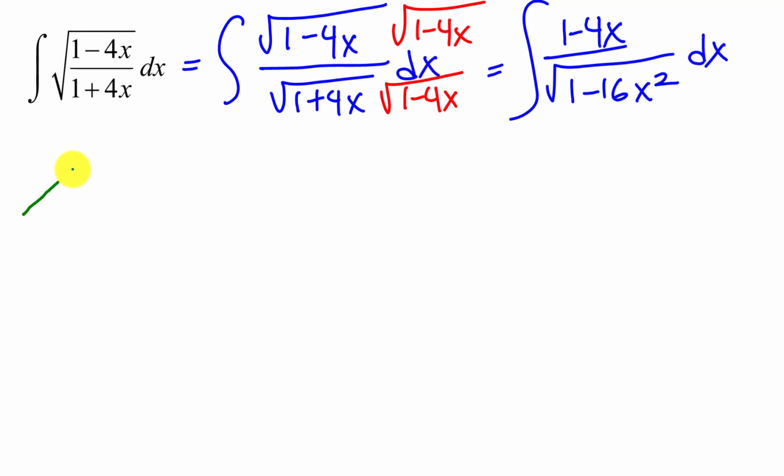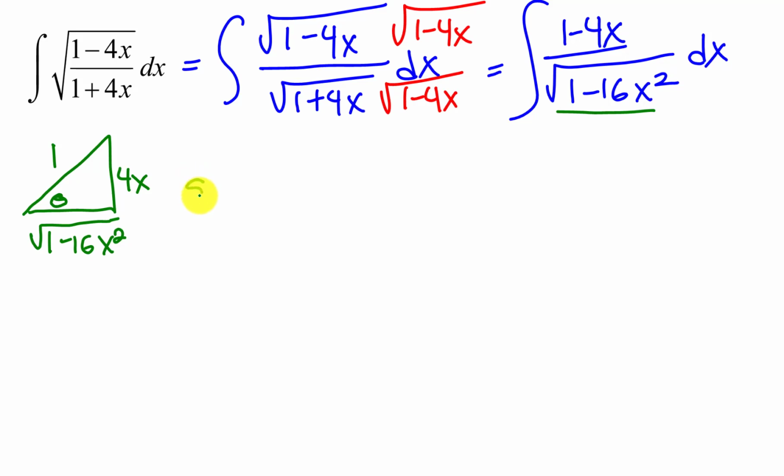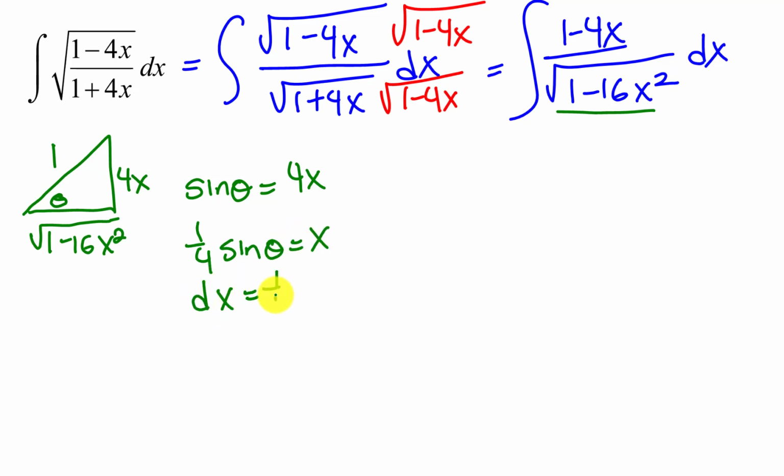So I'm going to draw a triangle, and here's theta. I'm going to label it so this ends up being one of the sides. So I know the hypotenuse must be 1, and this side opposite is 4x. So if I did a Pythagorean theorem, I'd get the square root of 1 minus 16x squared. So my trig sub is going to be sine theta equals opposite over hypotenuse, and I'm going to divide both sides by that 4 so that I can solve this for x, and then I'm going to get dx. So dx is going to be 1/4 cosine theta d theta.